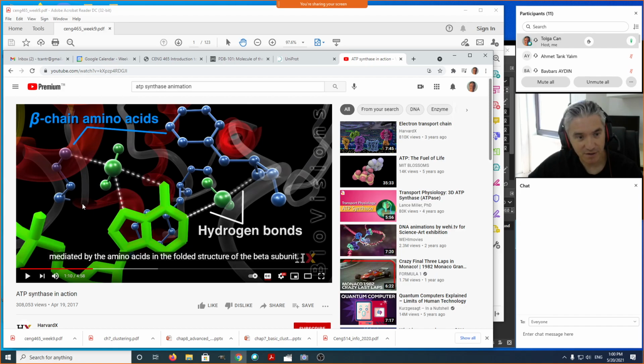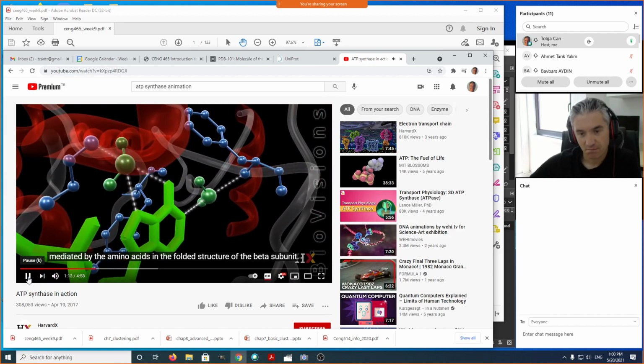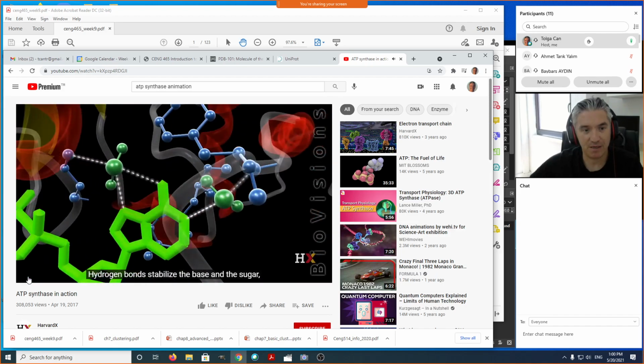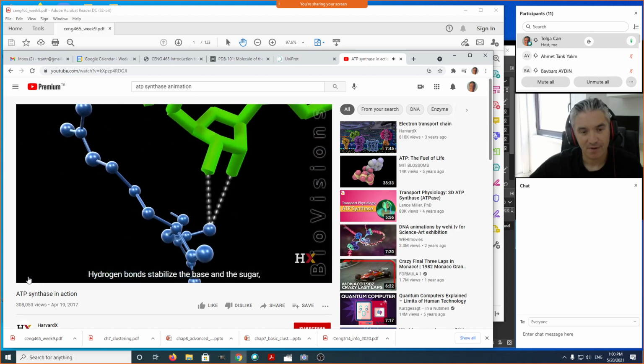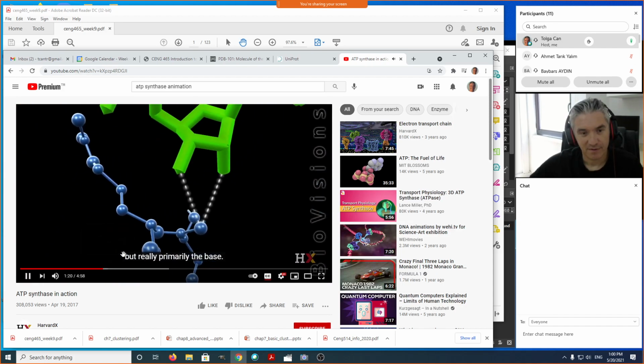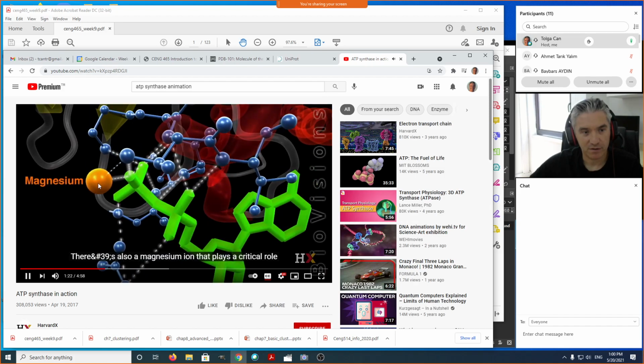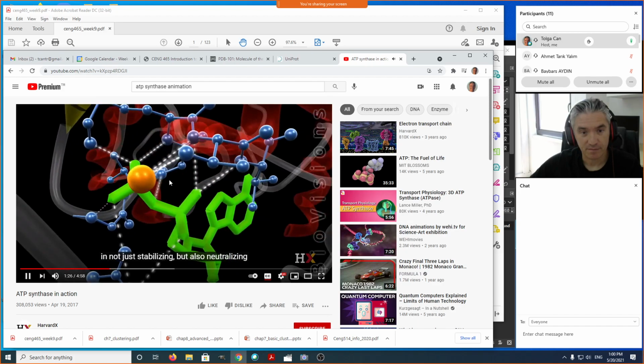There are some free hydrogen bonds here, I think. And so this ADP binds by the amino acids in the folded structure of the beta subunit. Hydrogen bonds stabilize the base and the sugar, but really primarily the base. There's also a magnesium ion that plays a critical role in not just stabilizing, but also neutralizing the charge of the phosphates.